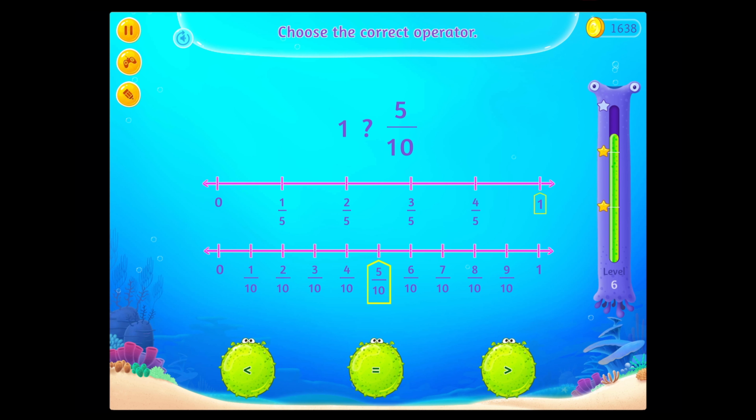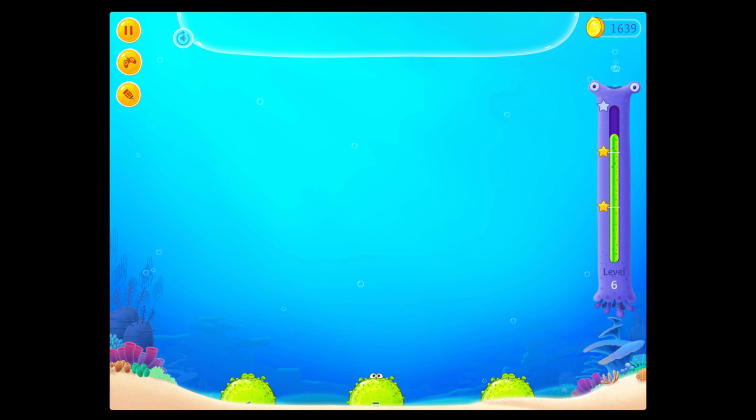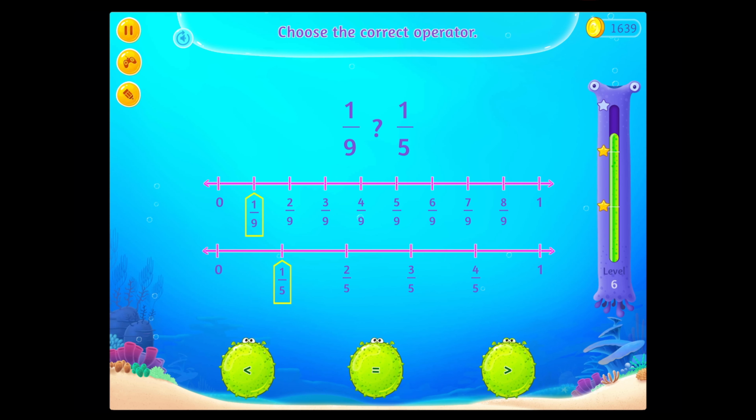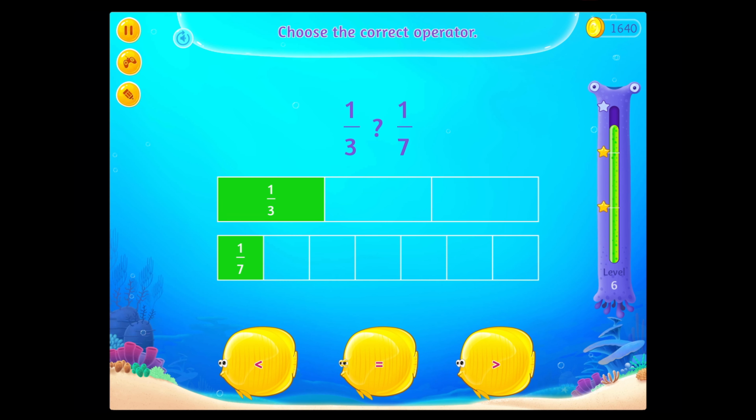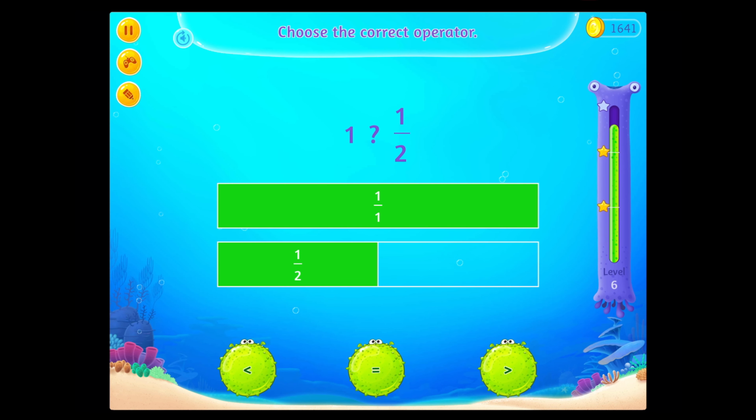Choose the correct operator. Rockstar! Choose the correct operator. Rockstar! Choose the correct operator. Fantastic! Choose the correct operator. On a roll!